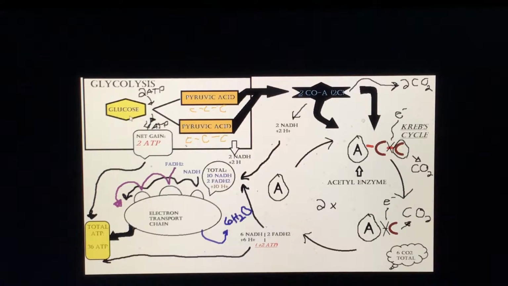What this does is it breaks down the 6-carbon glucose into pyruvic acid, which you get 2 pyruvic acids, which are like 3 carbons. And what you get out of this as well is 2 NADH plus 2 hydrogen. They're kind of like the NADPH, where they carry protons and electrons.